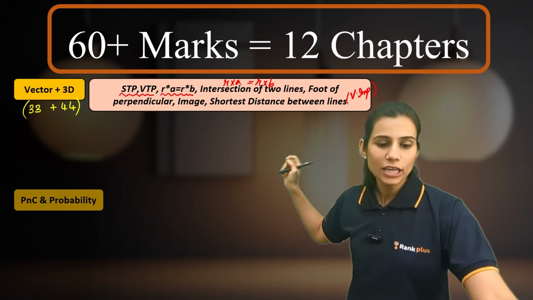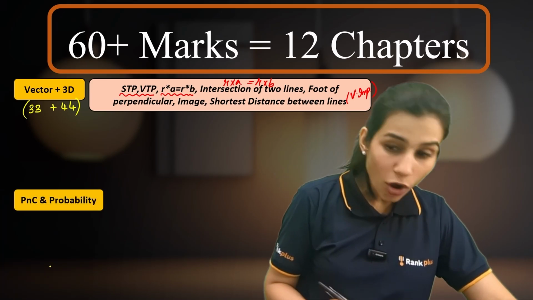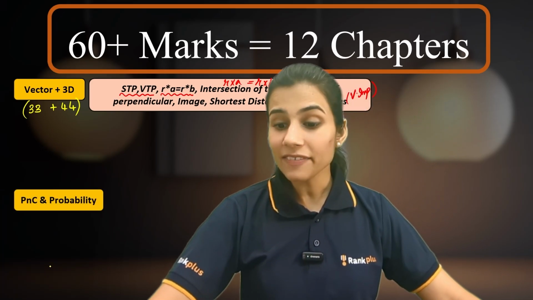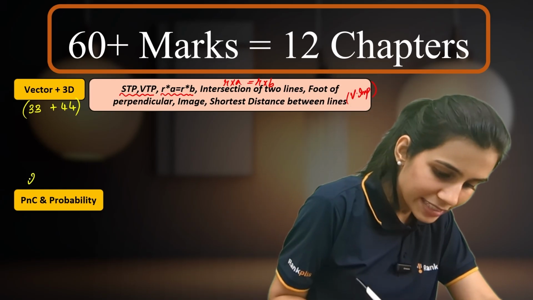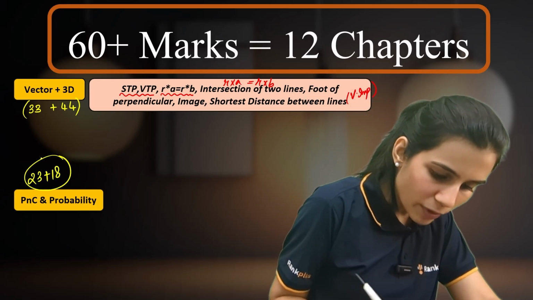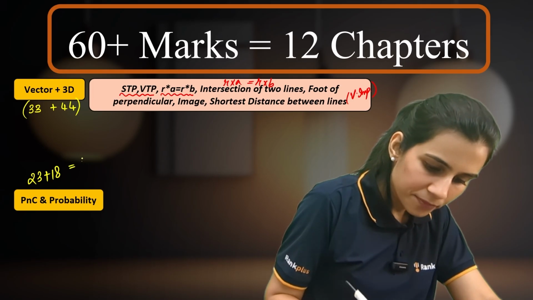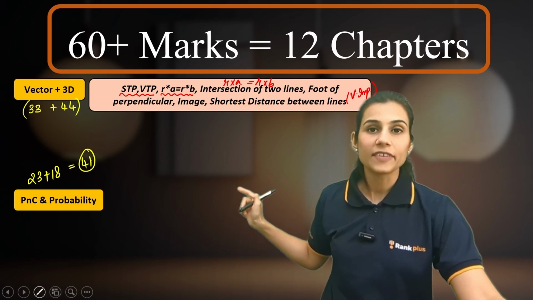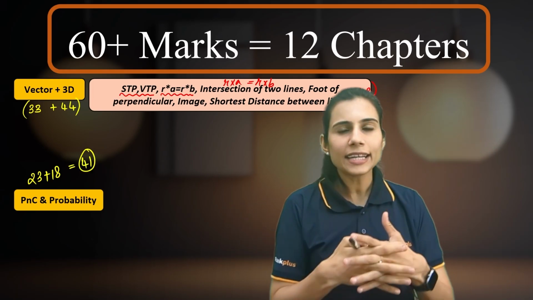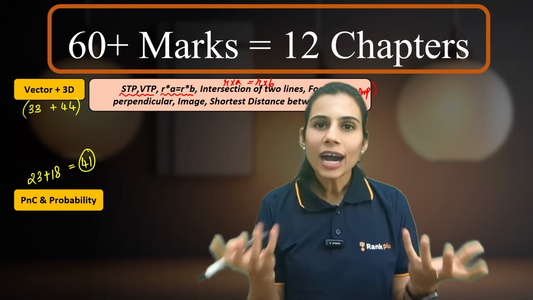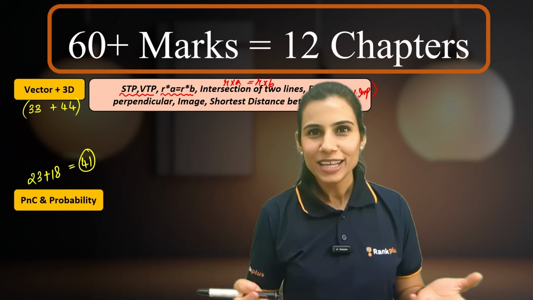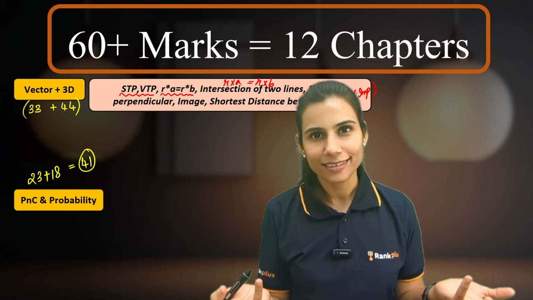Okay, next up is PNC and prop. Again, picking up popularity very nicely. PNC and prop, people, 23 plus 18 questions just in 1 year, which means 41 questions is the weightage. And these 2 chapters are interrelated, completely interrelated. You can't do one without the other. Especially you can't do prop without PNC, isn't it?